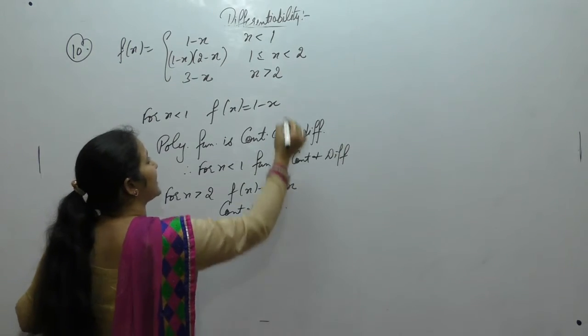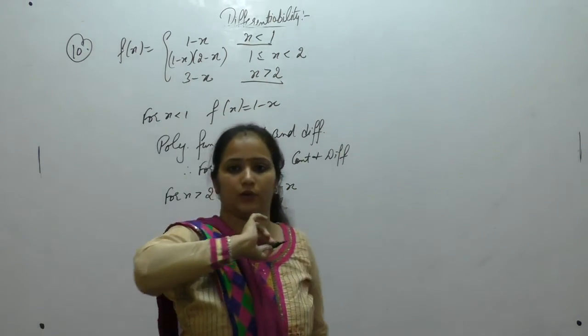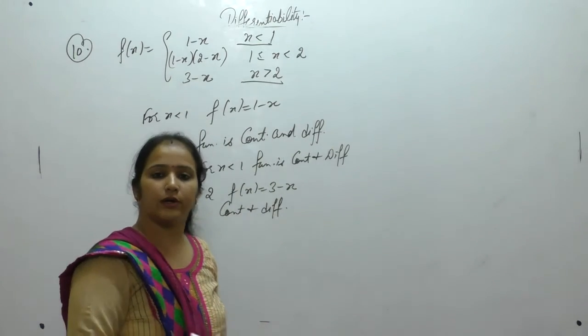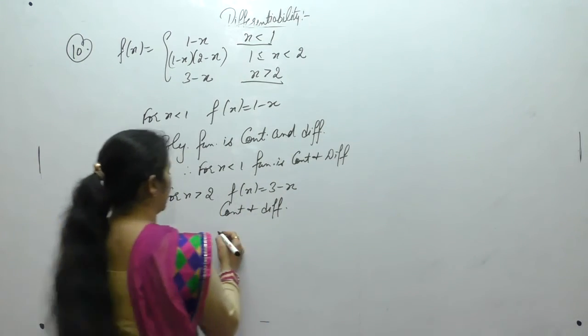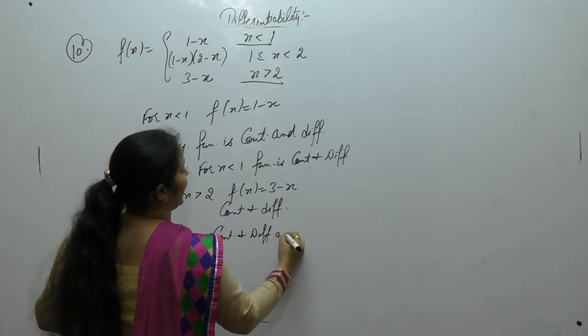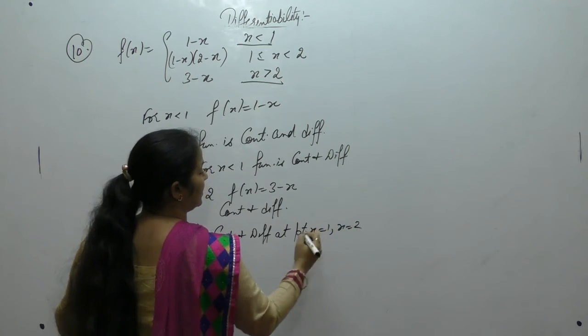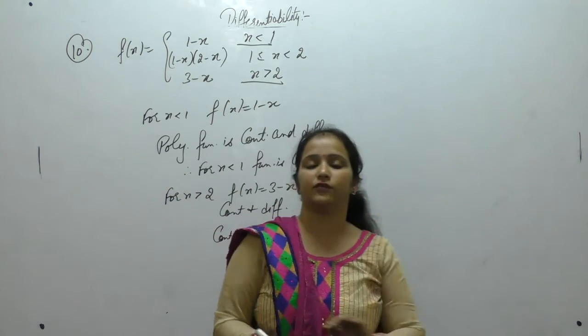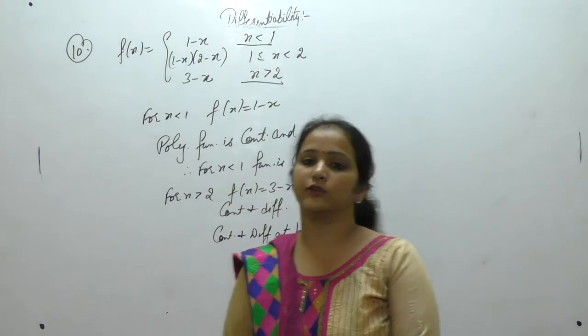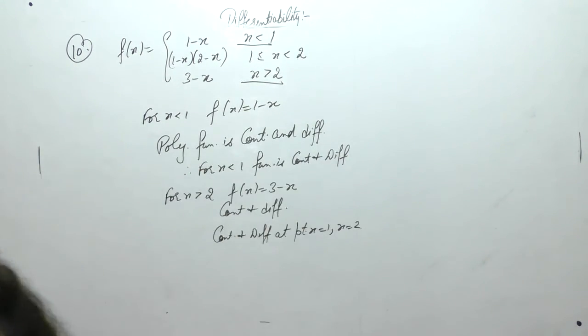So when the value of x is between 1 and 2, then the function is continuous and differentiable. Now we want to check the continuity and differentiability at points x equals 1 and x equals 2. If we prove the function differentiable, the function will be continuous anyway. So let us check the differentiability at points x equals 1 and x equals 2.